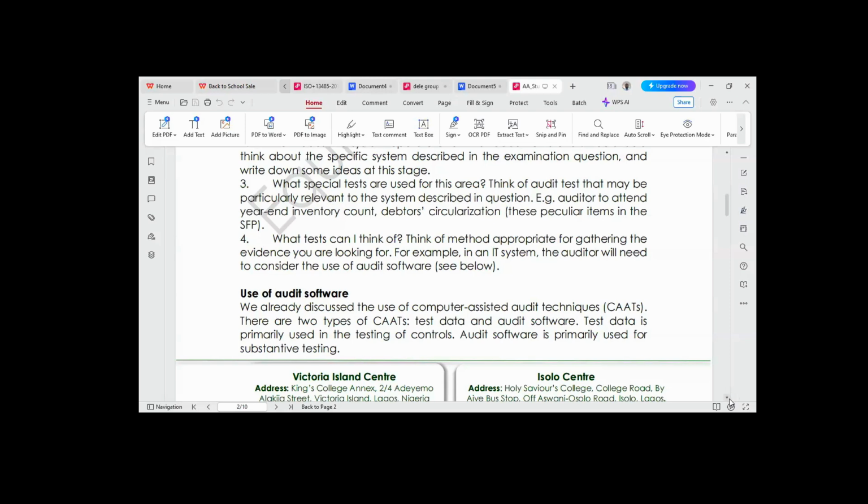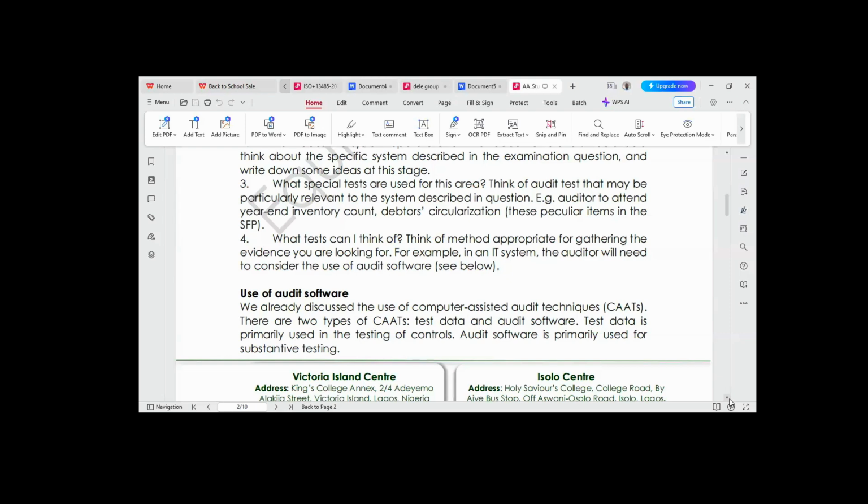Text again. That are what? Method or approach used to generate evidence from the system, okay, that will serve as what? Audit evidence. That is what we call CATs, computer assisted audit techniques. And one of the types of computer assisted audit techniques is what we call audit software.